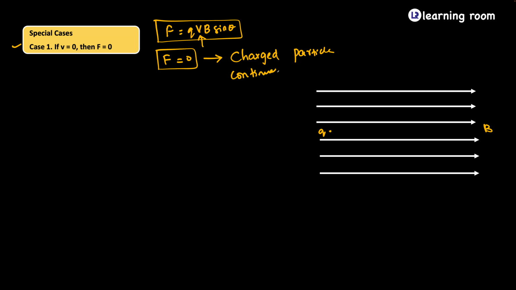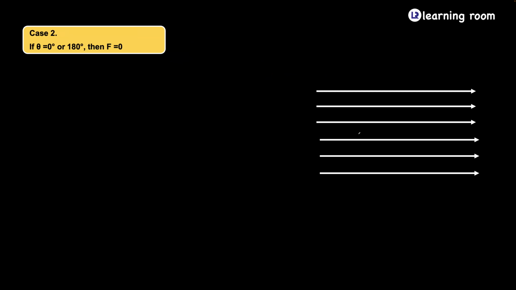So F comes out to be 0 here, meaning that the charged particle continues to stay at rest itself, right? This is what happens when the charged particle is placed when the velocity is 0. Now, the next question is, what will happen if the charged particle is projected at an angle theta is equal to 0 or 180 degree?